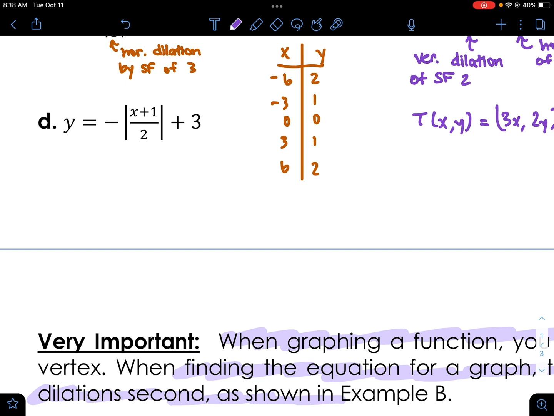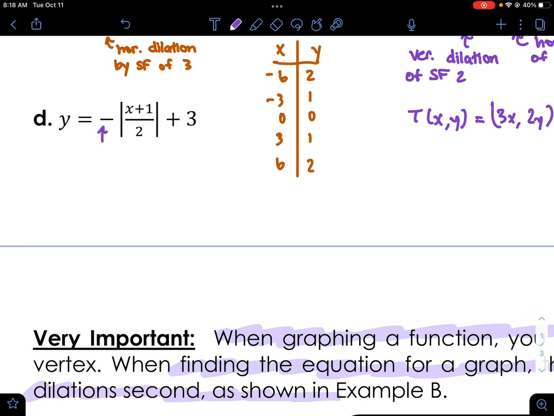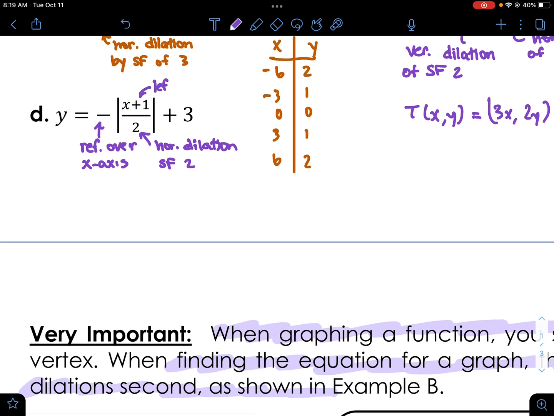So when you're looking at this, the first thing when you're trying to go from your equation to your mapping notation is to see: do you have any dilations? Do you have any reflections? So again, we have a reflection over the x-axis. We're going to have a horizontal dilation by a scale factor of 2. We're going to move left 1, and then we're going to move up 3.